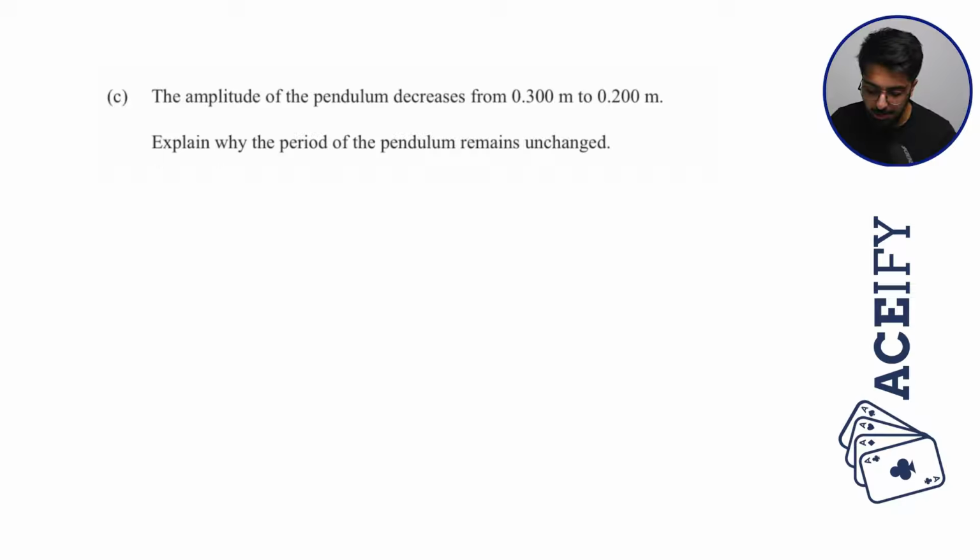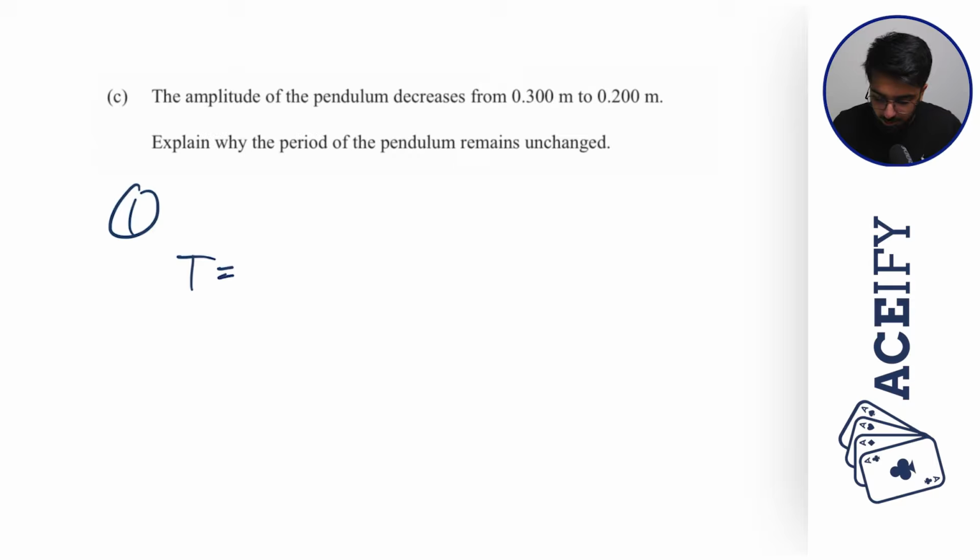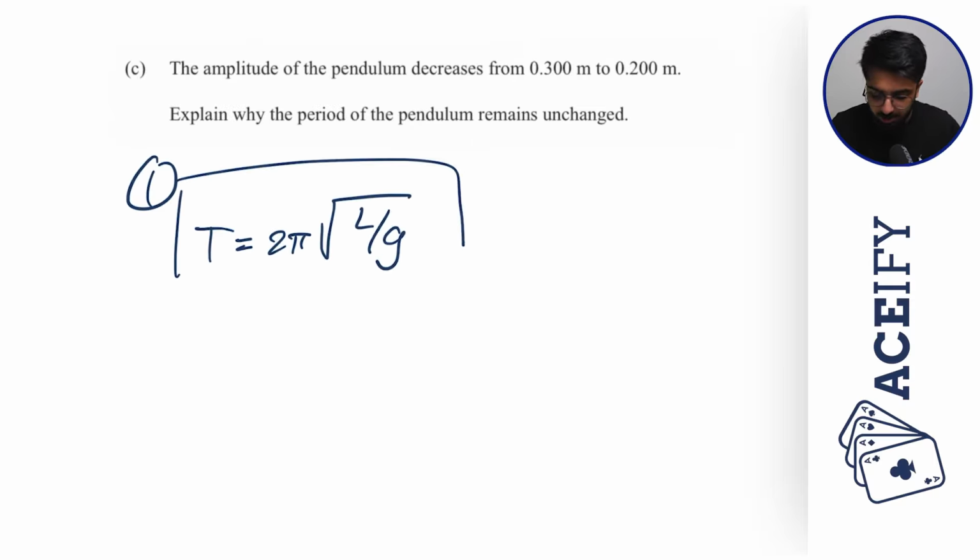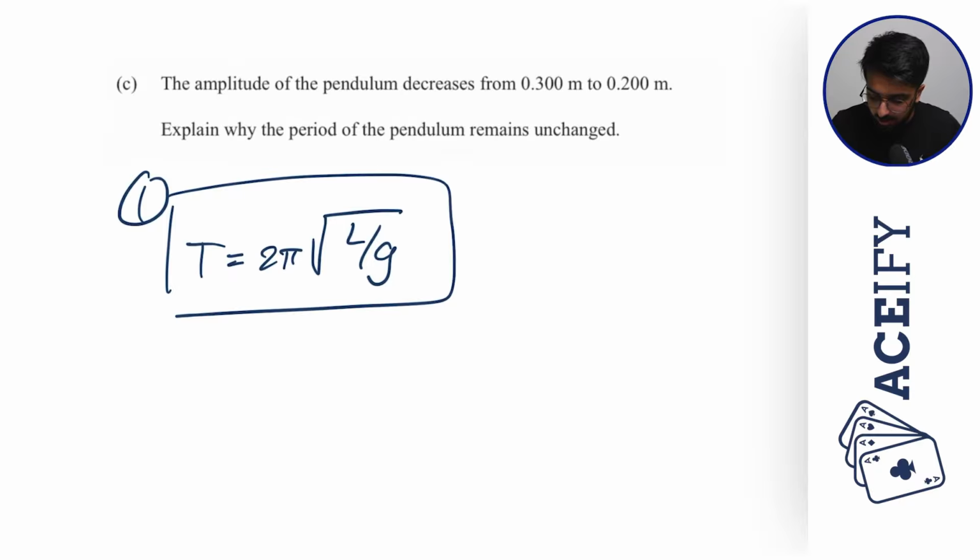The amplitude of the pendulum decreases from 0.3 meters to 0.2 meters. Explain why the period of the pendulum remains unchanged. So there are two ways to answer this. The first way is to say that our period is equal to 2 pi square root L over g. And so as you can see from this equation, our amplitude has no bearing on the period. And so we can say from here, our amplitude has no effect on period.